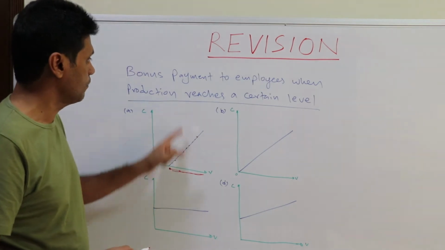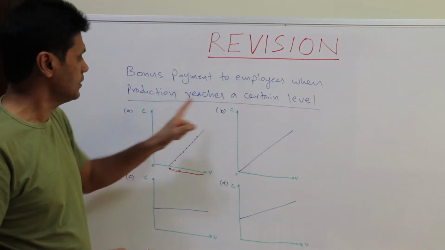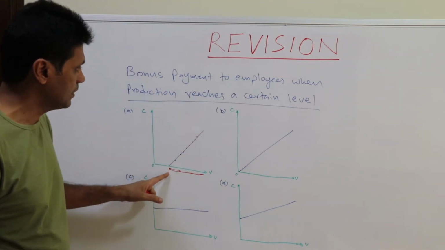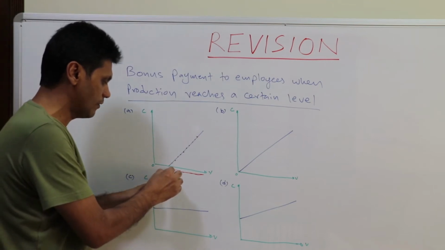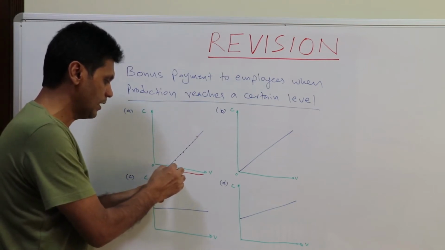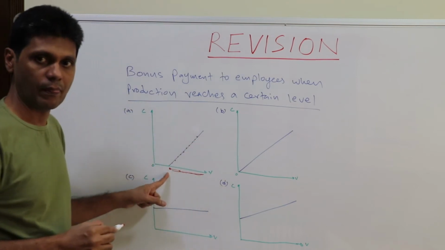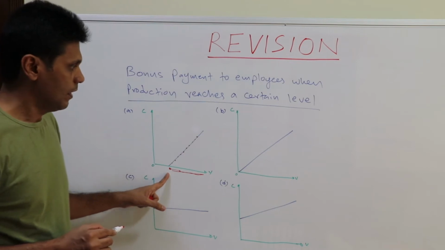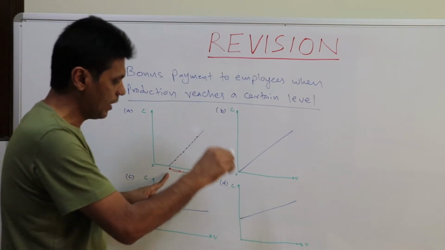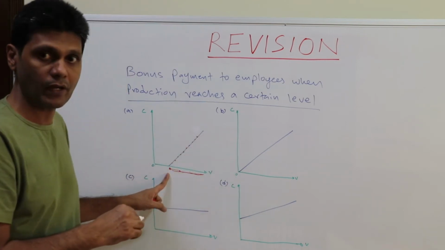So there is a bonus payment to employees when production reaches a certain activity level. When it reaches this point, there is a payment depending on the activity level. Okay, now then how about the other costs? Let's go through one by one.